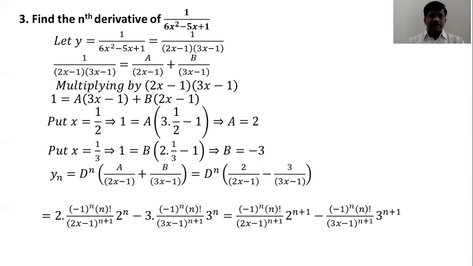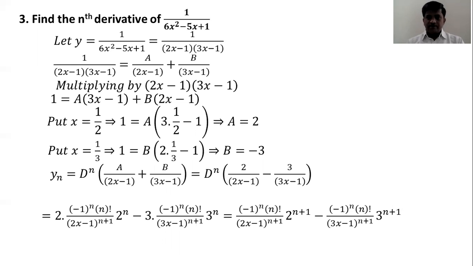1 by (2x − 1)(3x − 1) = a by (2x − 1) + b by (3x − 1). To take the LCM, multiply by (2x − 1)(3x − 1). On the left-hand side, (2x − 1)(3x − 1) gets cancelled, giving 1. Multiplying a, 2x − 1 gets cancelled, giving a(3x − 1). Multiplying b, 3x − 1 gets cancelled, leaving b(2x − 1).